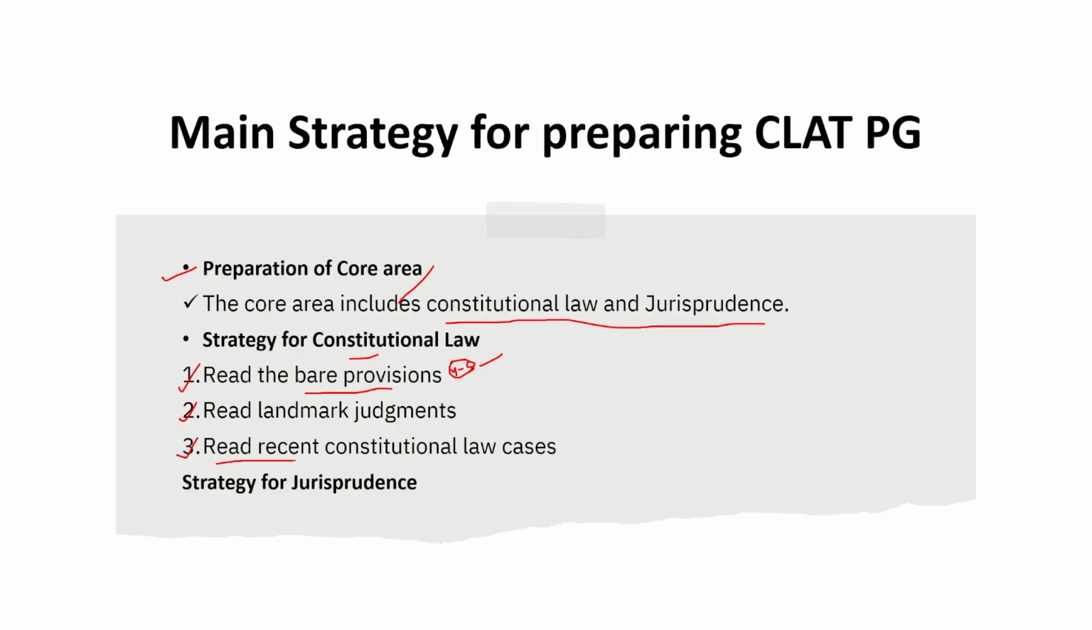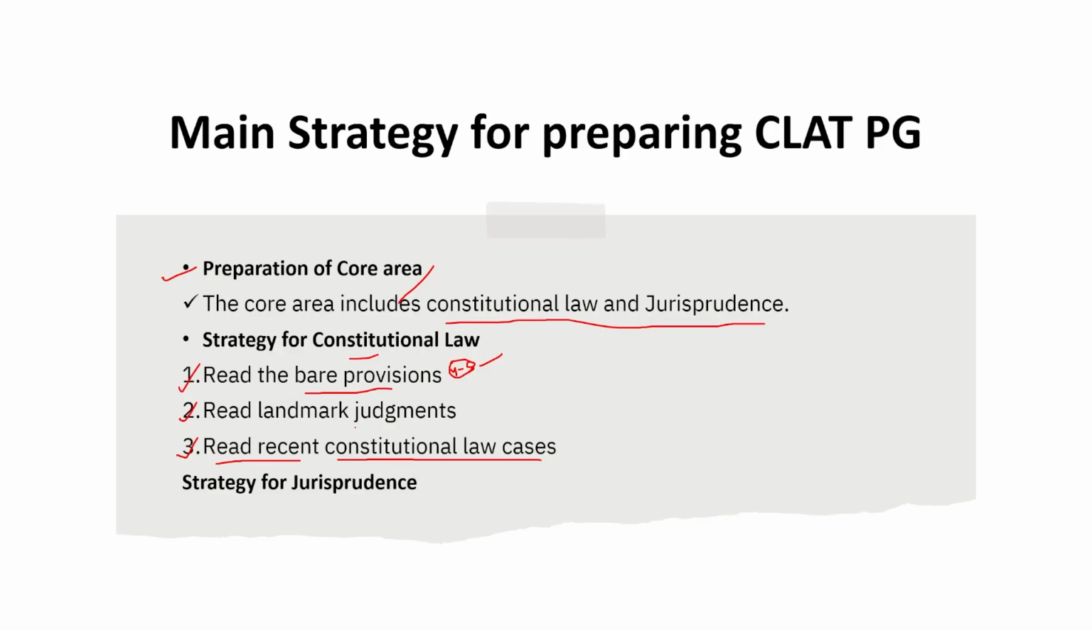Now, moving to the third point: read recent constitutional law cases. Apart from landmark judgments, it is also important to read recent constitutional law cases, like the cases that have been passed over 3 years from the date of examination. You need to focus on all these cases. In every 3 years, you need to identify certain constitutional issues going around, read those issues specifically, and find out what decisions are pending or what judgments have been passed by the Supreme Court on issues related to the Constitution.